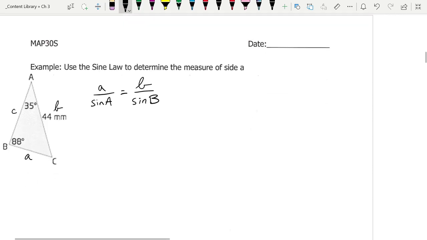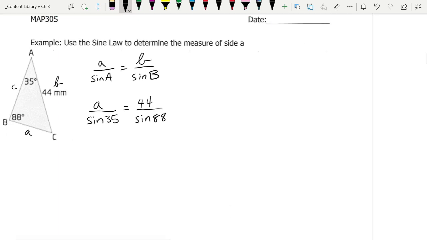Because think about the way this formula looks. It's got four parts to it here. I need to know three of them to solve the fourth. And notice I've left the fourth in a nice convenient place right here on the top left. So A is what I'm looking for. I know angle A is 35 degrees, and B is 44 meters, and for the sine of angle B, I know angle B is 88 degrees.